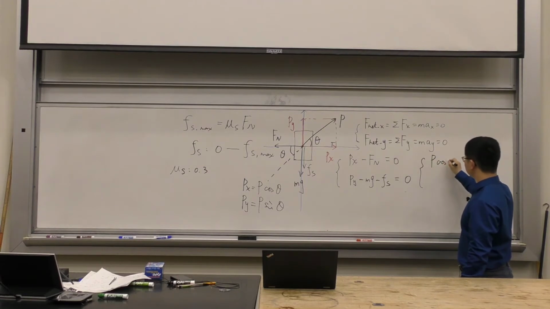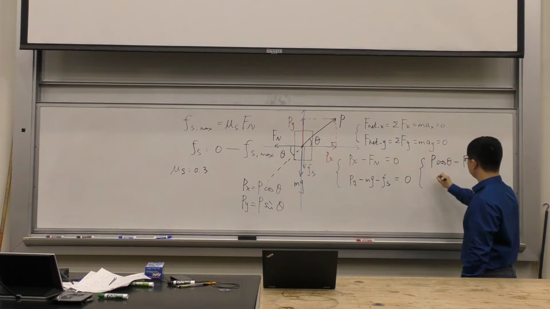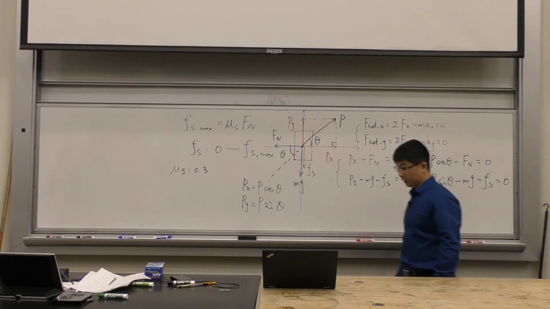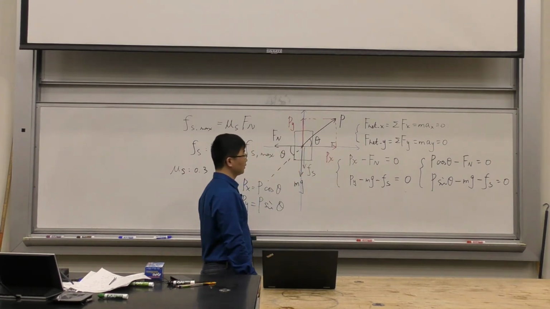P cosine theta minus normal force equals 0. P sine theta minus mg minus fs equals 0. Okay, so these are the equations I got. Don't forget what we're doing. We want to manipulate these equations to find a value of P, the P max. So now let's see, how do we get the P max?